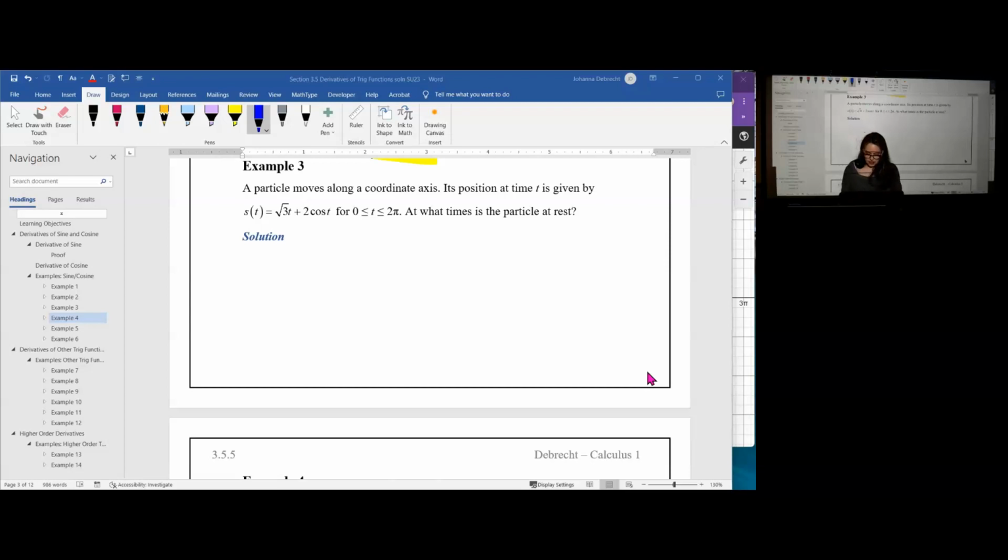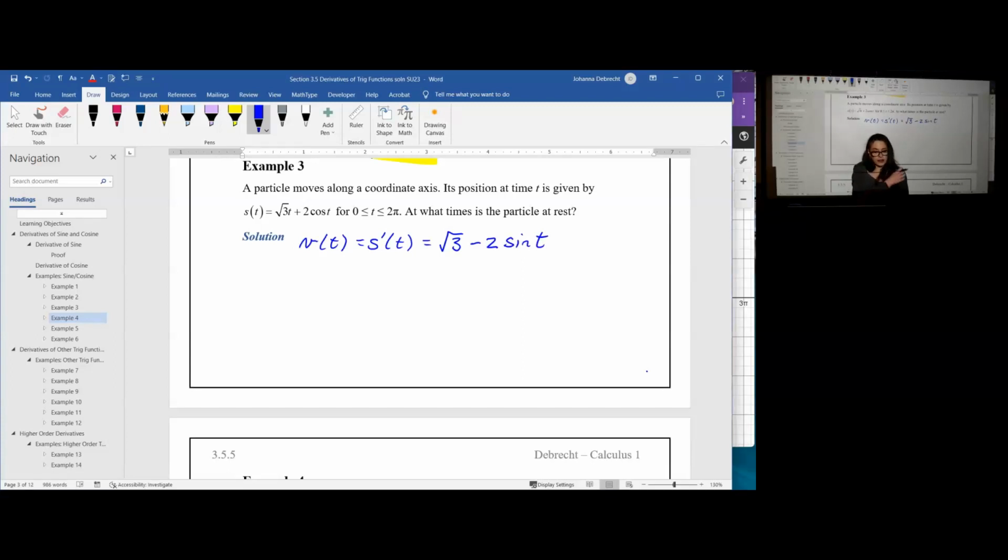Velocity is the derivative of position, so let's find the velocity function now. The velocity function is the first derivative of position. In this case, the square root of 3 is just a constant, and the square root of that 3 times t, the derivative will just be square root of 3. Then we have plus 2 cosine t. You know the 2 is a constant that can be pulled out, so it will still be there. And the derivative of cosine is negative sine. So we get negative 2 sine of t.